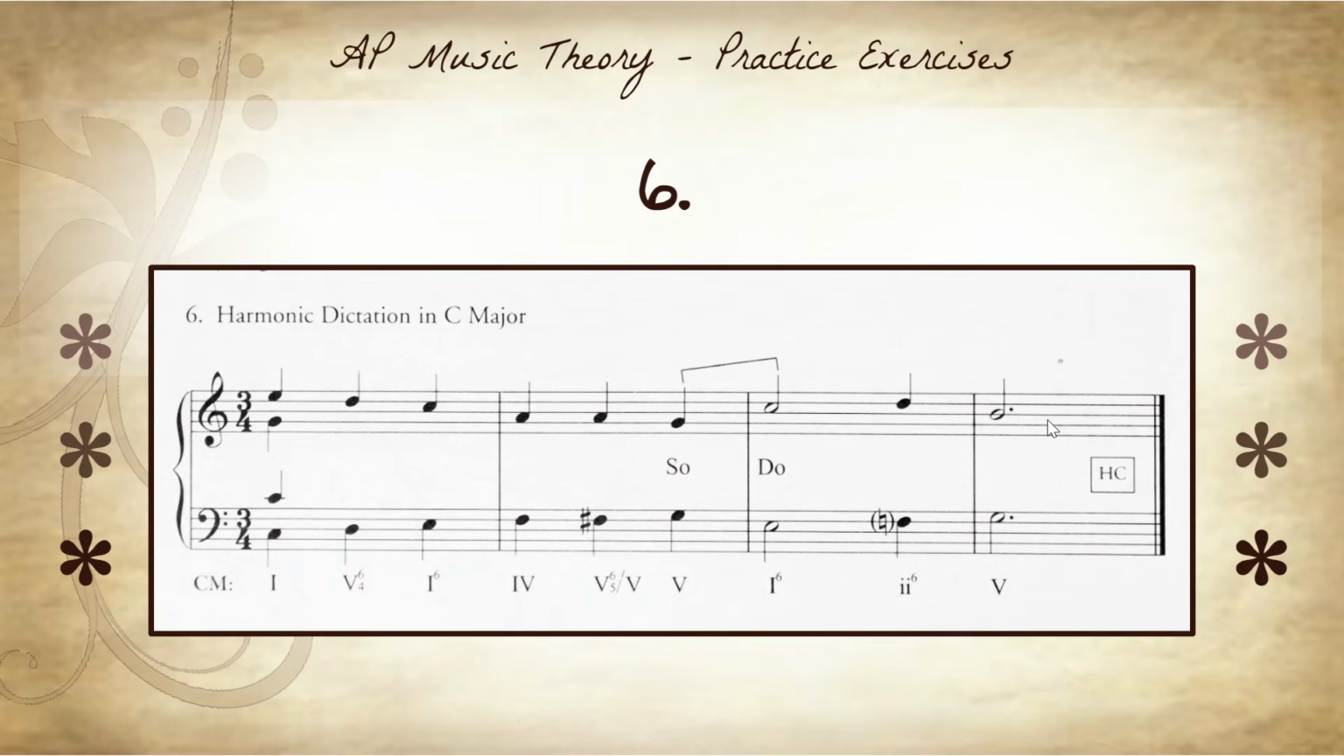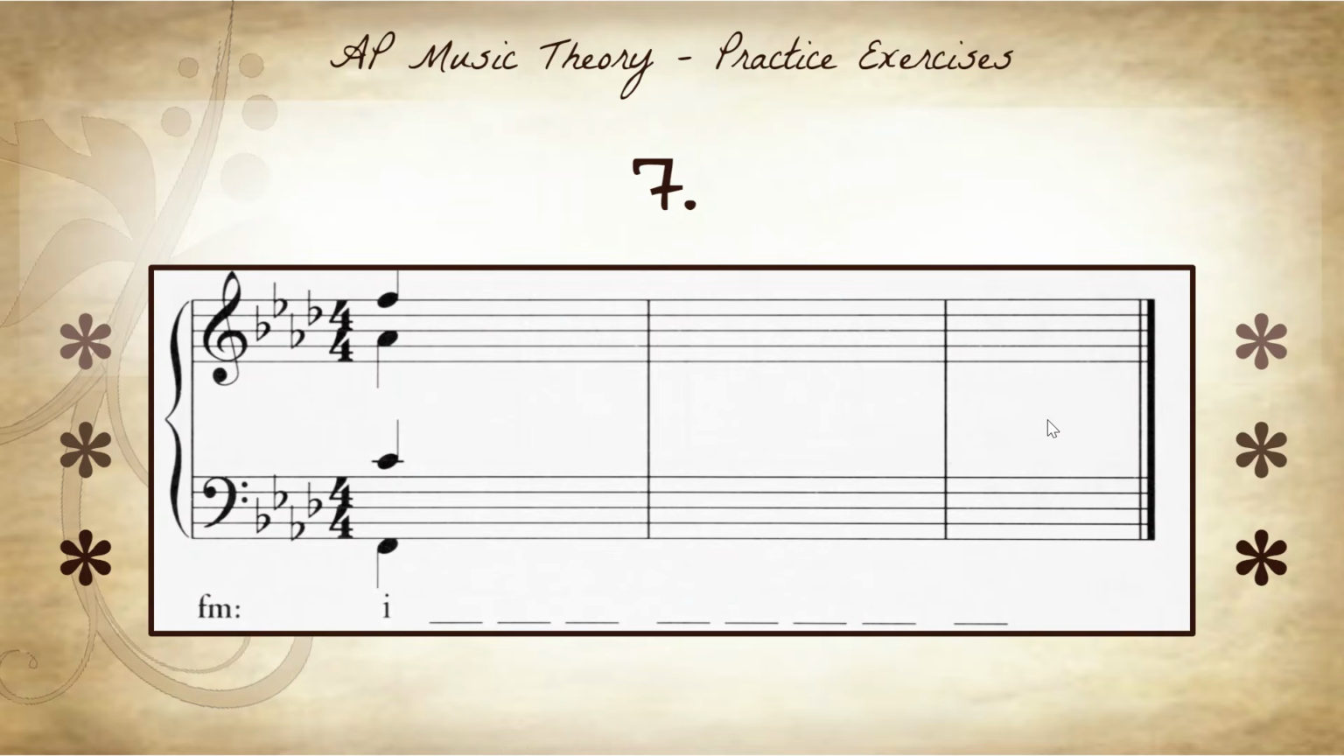Once again, a leap, this time in the melody, is so to do. Hearing the leading tone in the melody on the last note is automatically a half cadence. The dominant chord is the only chord that includes the 7th scale degree that is used at the end of a cadence. Let's move on to question 7, which is harmonic dictation in F minor.